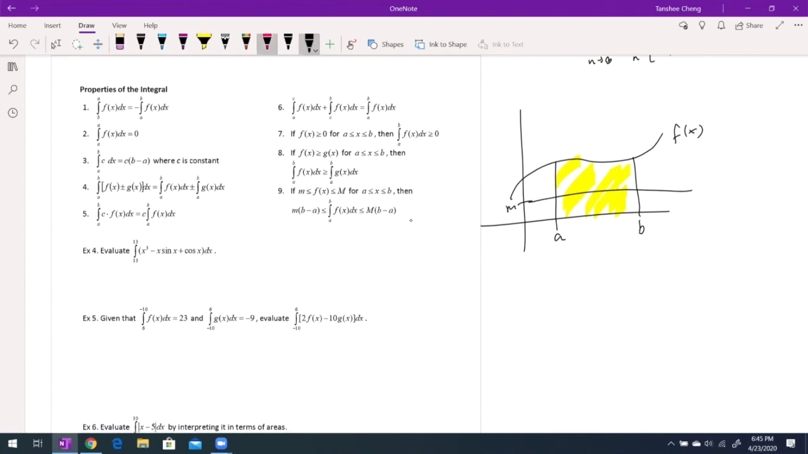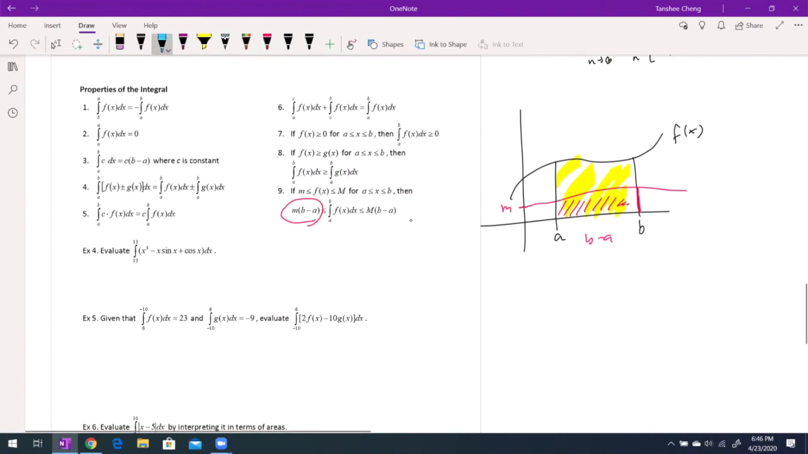Let me draw a different color. Here's m, and it is always smaller than the function. So the area of this function m is this rectangle right here, which is b minus a times this height. And definitely this area in pink that I shaded is smaller than the area of the yellow one that I shaded.